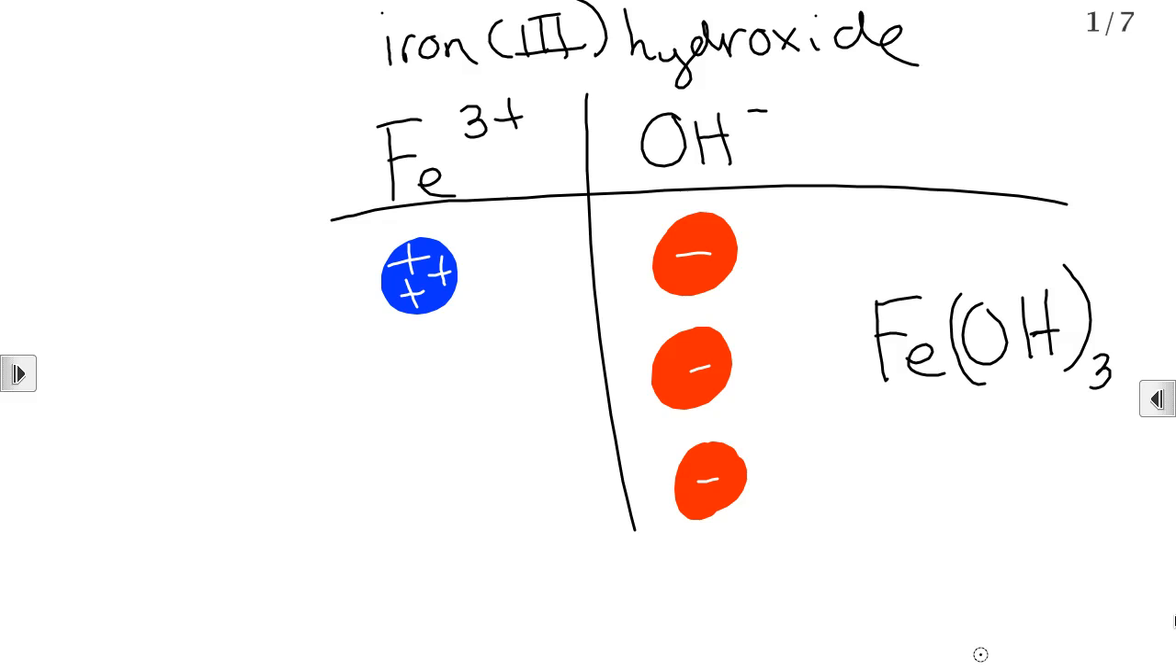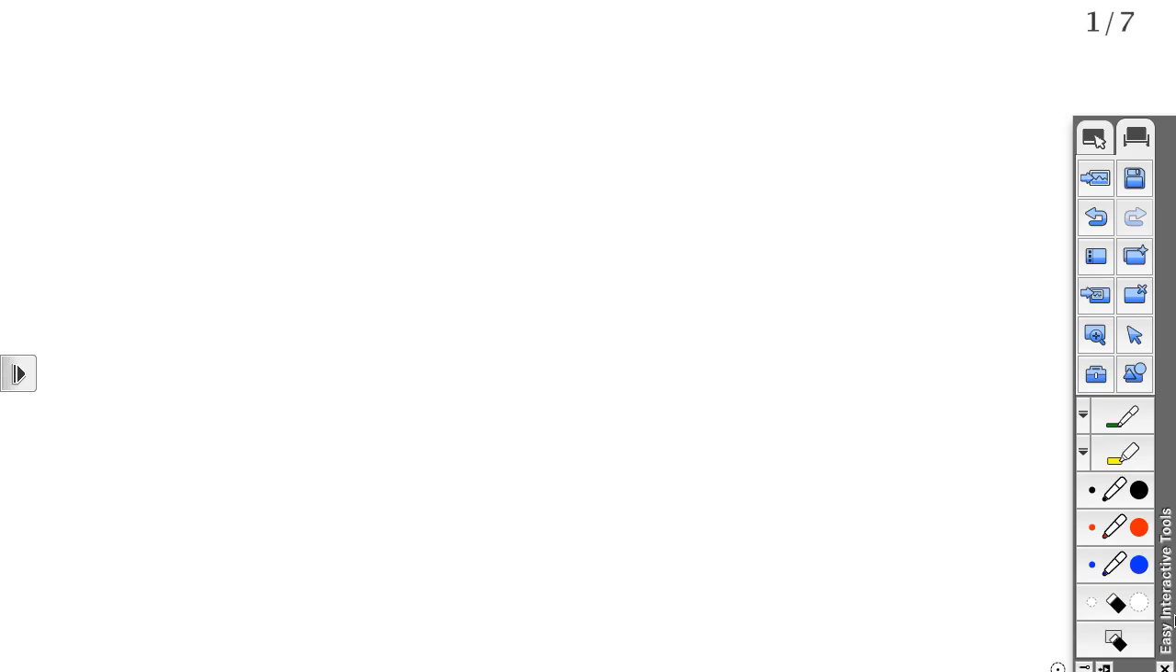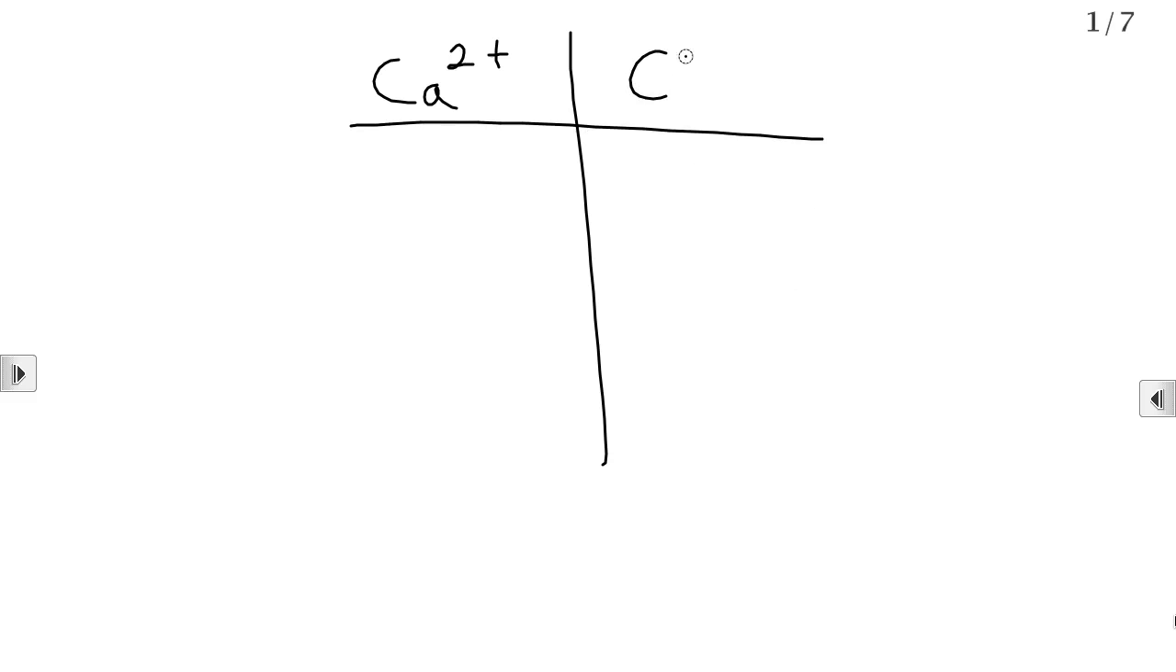Okay, so next we have calcium cyanide. So calcium, what's the charge on calcium? 2 plus, good. And then what is the formula for cyanide? CN. That's exactly right, CN minus. So let's start with 1 ion of each.